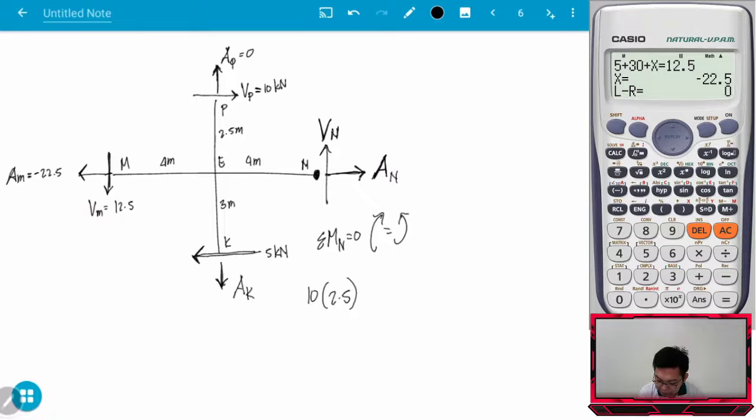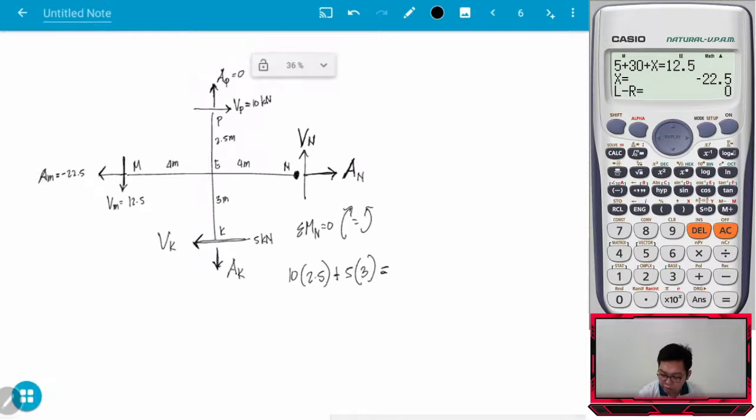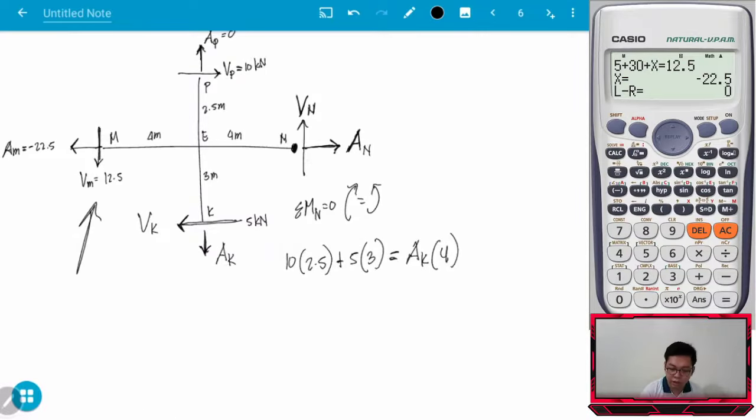Okay, 2.5. Ano pa? Okay. Yung 5 kilonewton, yung shear, yung VK, is actually causing a clockwise moment, you know? So, plus VK, or 5, multiplied by the moment arm na 3. So, I think yan lang yung mga clockwise. So, equate natin yan sa counterclockwise. So, ano yung mga counterclockwise, guys? Obviously, AK is causing a counterclockwise moment. So, AK multiplied by 4. Okay? And then last is yung VM, counterclockwise moment din. So, that's actually plus 12.5 times 4.